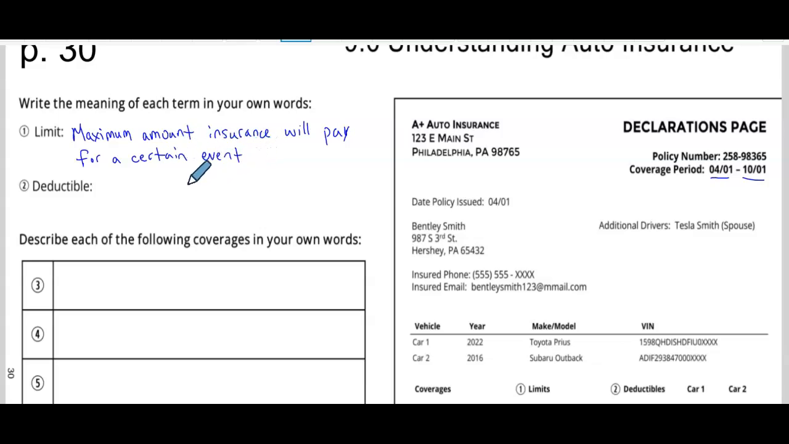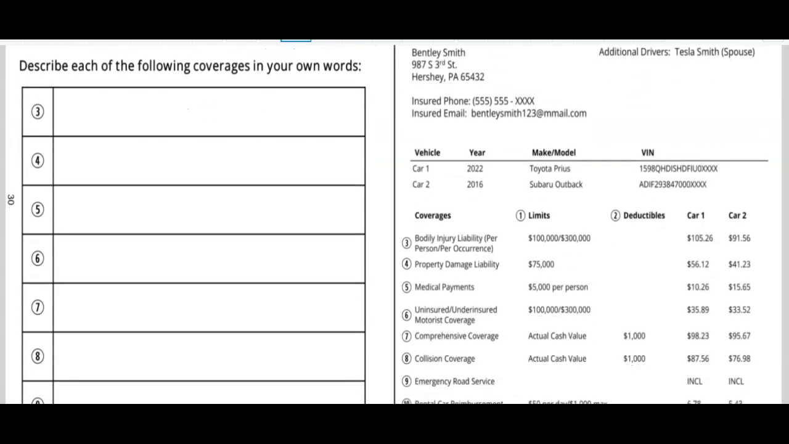So this is not over the course of a year, this is per event. So if you cause bodily injury to somebody, they will pay up to that amount, and it's $100,000 per person, $300,000 per accident. If there's more medical bills than that, then you're going to have to come up with it somehow, because that is the limit that they will pay.